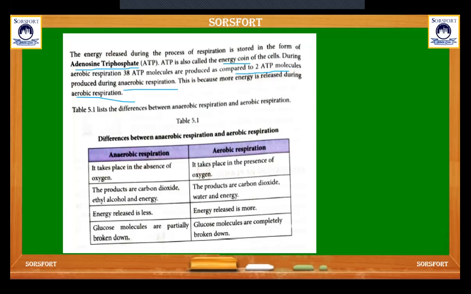Let's see the basic differences between anaerobic and aerobic respiration. Anaerobic takes place in the absence of oxygen; aerobic, in the presence of oxygen. In anaerobic, the products are carbon dioxide, ethyl alcohol and energy. In aerobic, carbon dioxide, water and energy. In anaerobic, less energy is released, but in aerobic, more energy is released. In anaerobic, glucose molecules are partially broken down. In aerobic, glucose molecules are completely broken down in two steps. The first step occurs in the cytoplasm, and the second step is completed in the mitochondria.